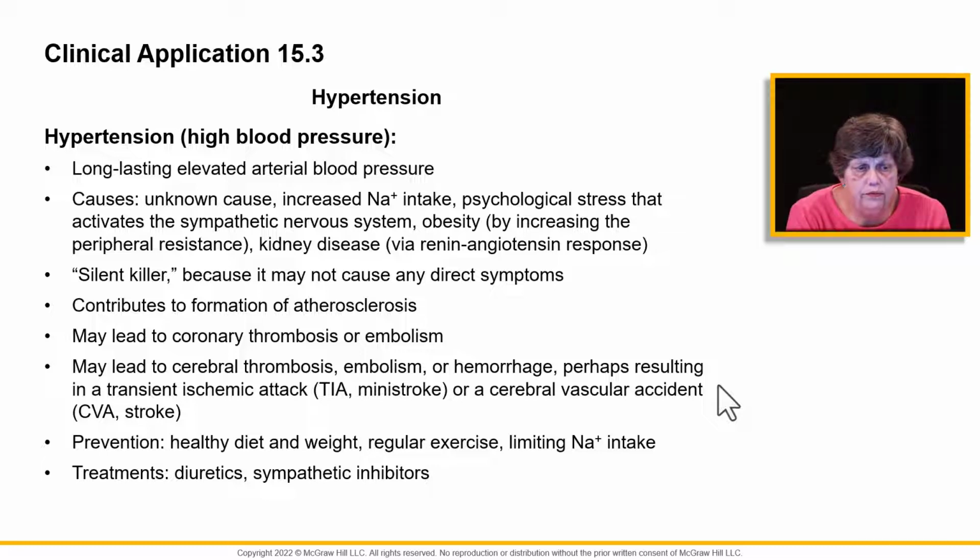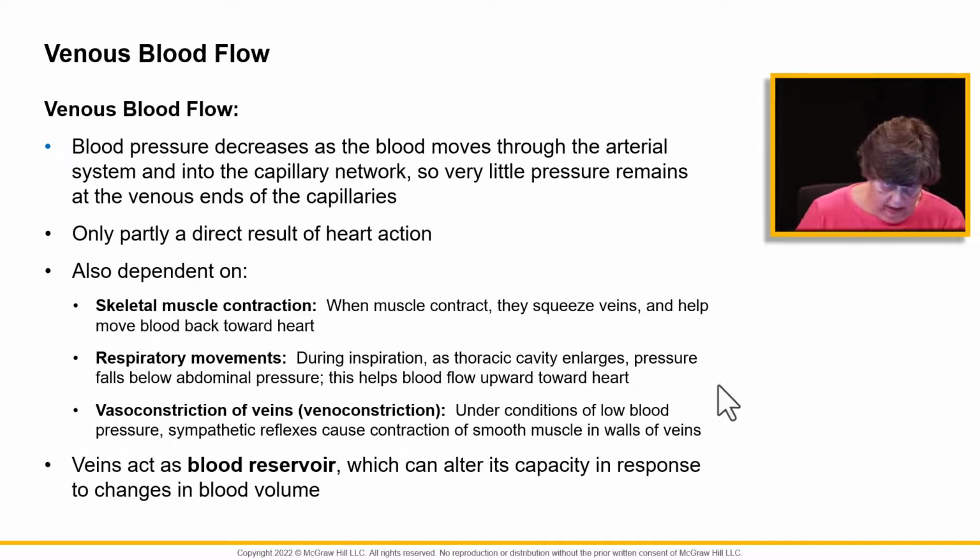It contributes to the formation of atherosclerosis. It can lead to a thrombus or an embolism. It can lead to strokes. It can lead to TIAs. So there can be a problem. Treatment is usually some kind of blood pressure pill, and there are different kinds. There are ACE inhibitors, there are diuretics, there are sympathetic inhibitors, excuse me, that will do that. All right, so let's look at venous flow.